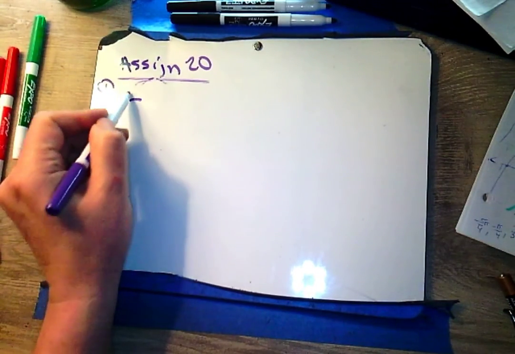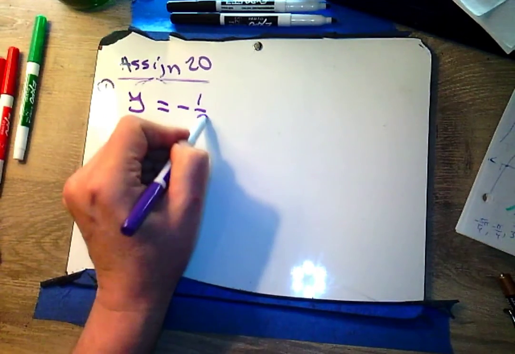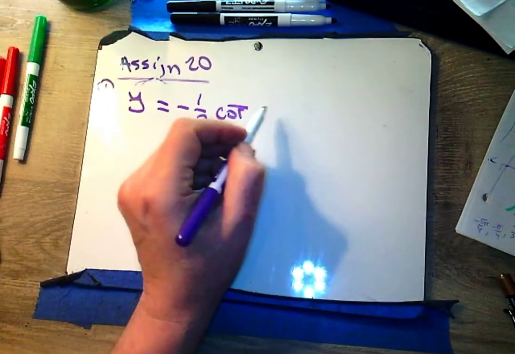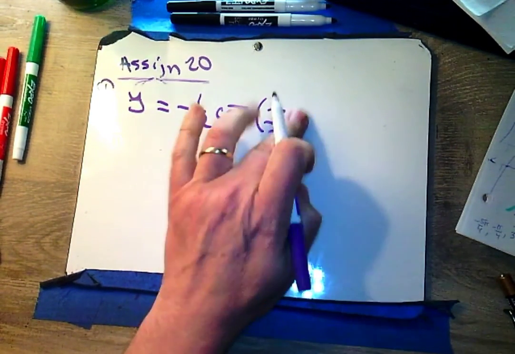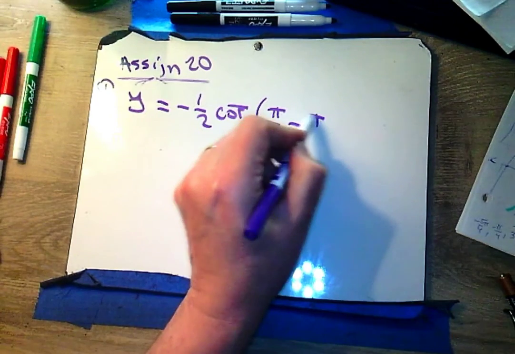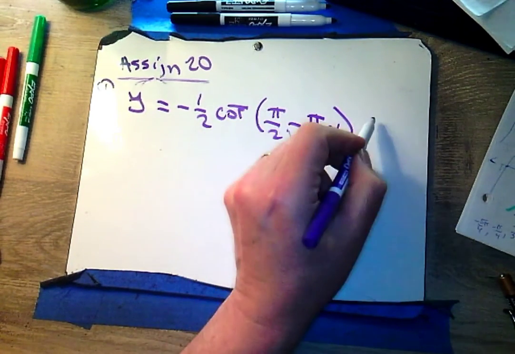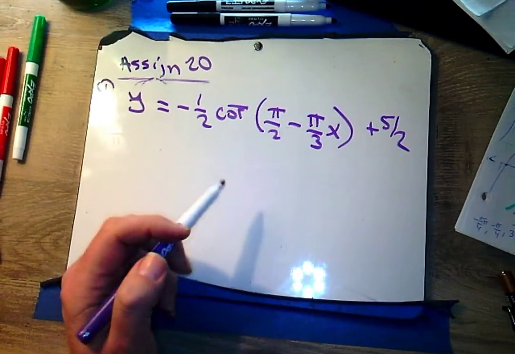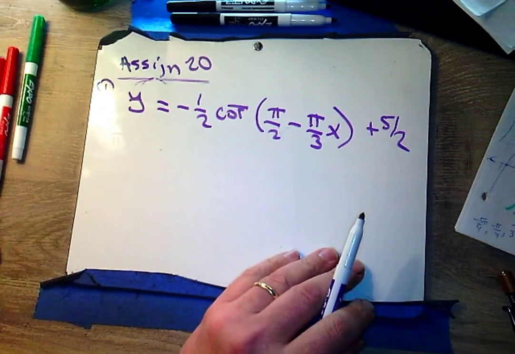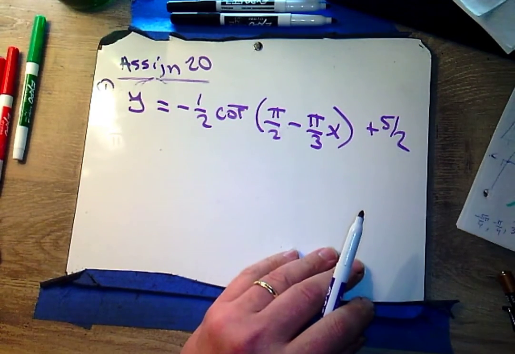Y equals negative 1/2 cotangent of pi over 2 minus pi over 3 x, plus 5/2. Okay. I look forward to seeing your graph of cotangent. Give it a try.